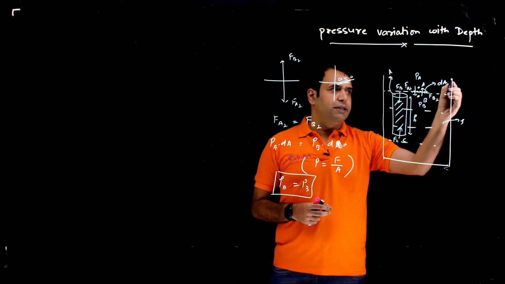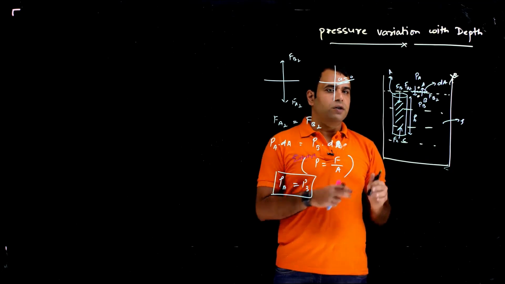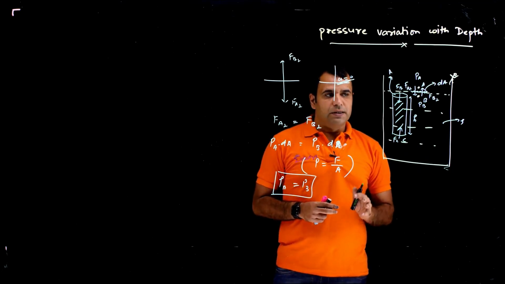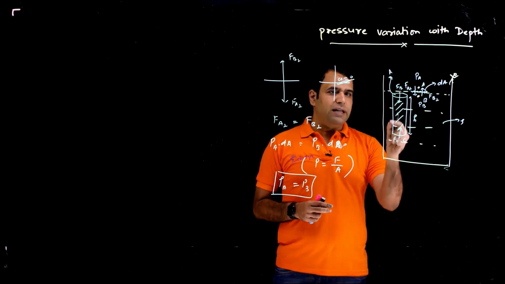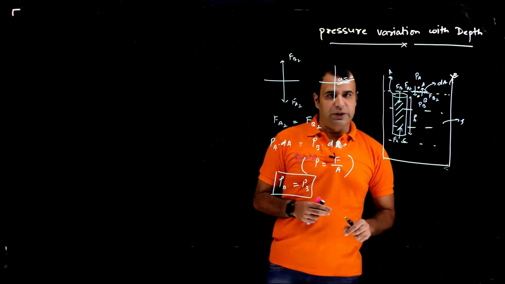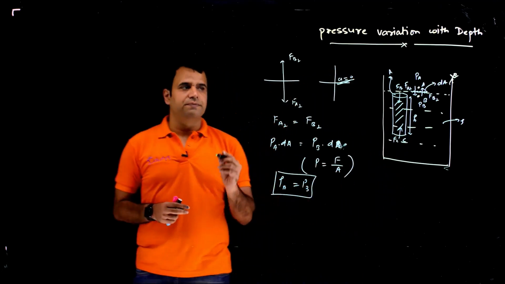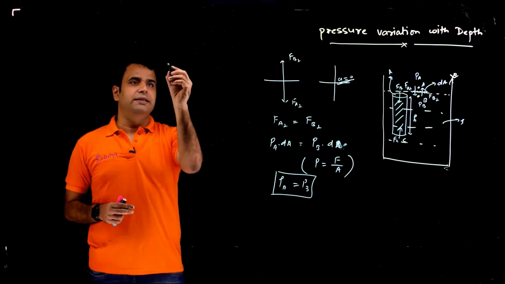And again, as you see, with respect to the observer, everything is in equilibrium. So since everything is in equilibrium, the net force acting onto this hypothetical cylinder has to be 0. So let's make the FBD for this. FBD for this cylinder.